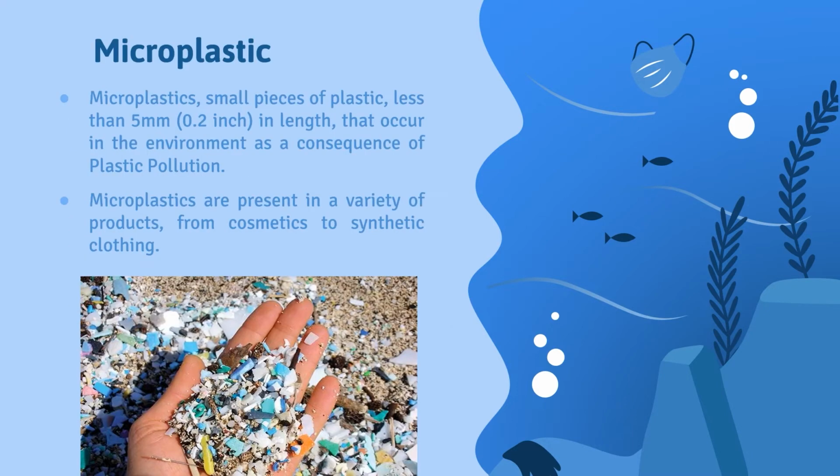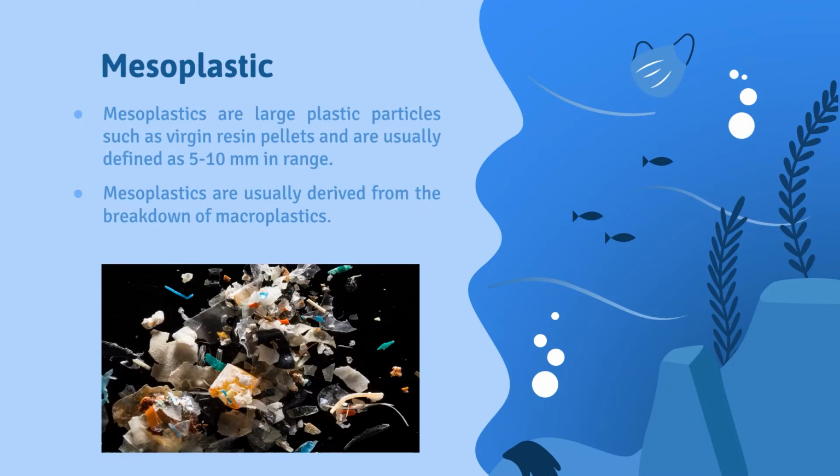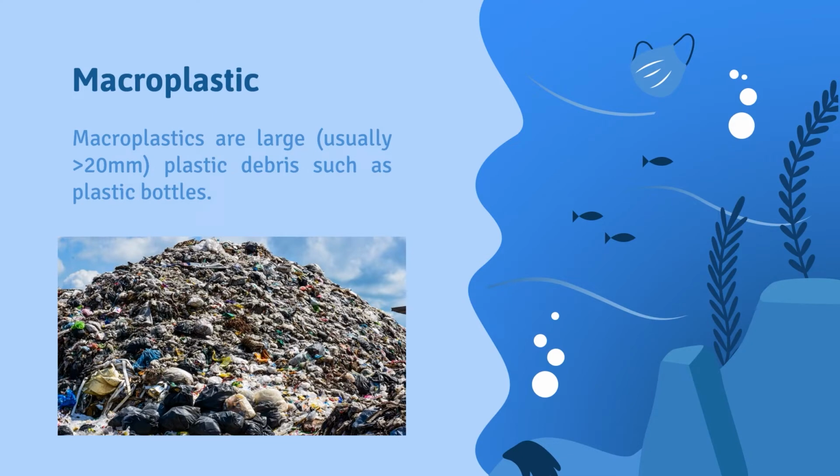Now, microplastics are the smallest type of plastic pollutants, which is less than 5 millimeters in length. Mesoplastics, on the other hand, are larger than microplastics, ranging from 5 to 10 millimeters in size. And if there are a lot of mesoplastics, it would then create macroplastics, such as piles of plastic bottles and garbage. And now that you are clear about the topic, feel free to move on to our second part.